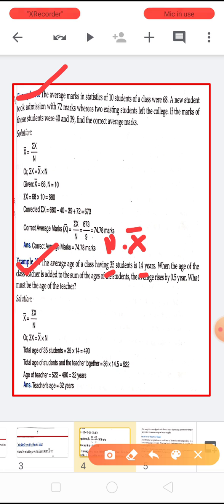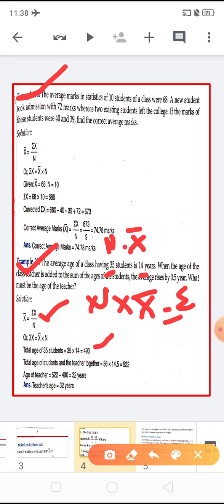When the age of the class teacher is added to the sum of ages of the students, the average rises by 0.5 year. What must be the age of the teacher? So children, in this way we need to find out the age of the teacher. With the same procedure we have to apply it. We need to find out x bar is equal to sigma x upon n. The total age of the 35 students, if the average is 14, is 490. We multiply n with x bar, then only we will get the value of sigma x.